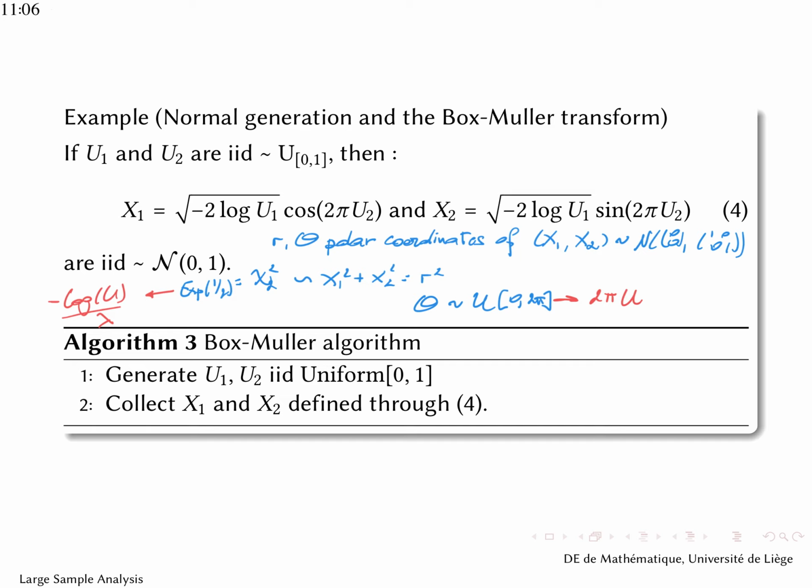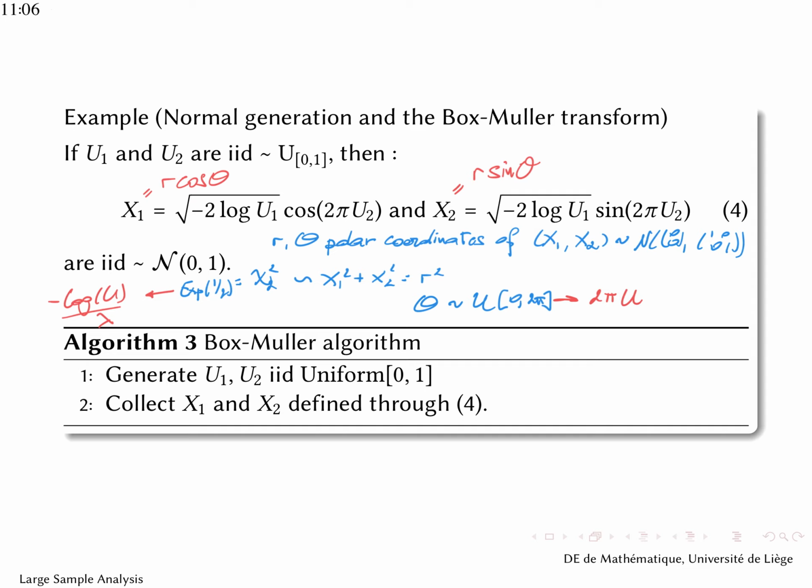We then use polar coordinates. So polar coordinates tell us that x1 is r times cosine of theta and x2 is r times sine of theta. And then we replace r and theta with the simulated values. So the couple x1, x2 that we generate this way follows a bivariate standard normal distribution. And then we know that in this case x1 and x2 each follow a standard normal distribution, a univariate standard normal distribution. This algorithm to simulate a standard normal distribution is called the Box-Muller algorithm.